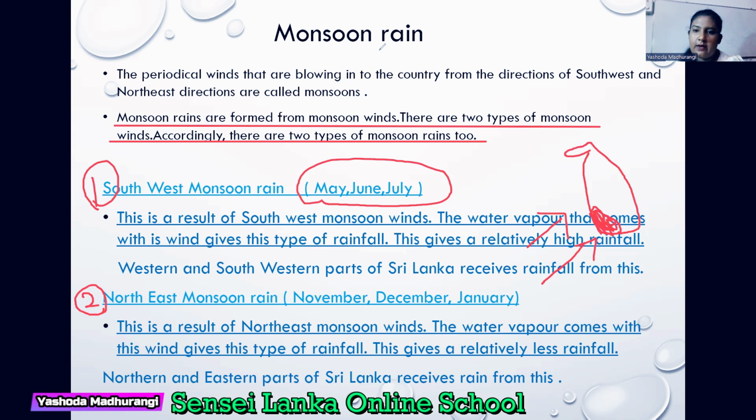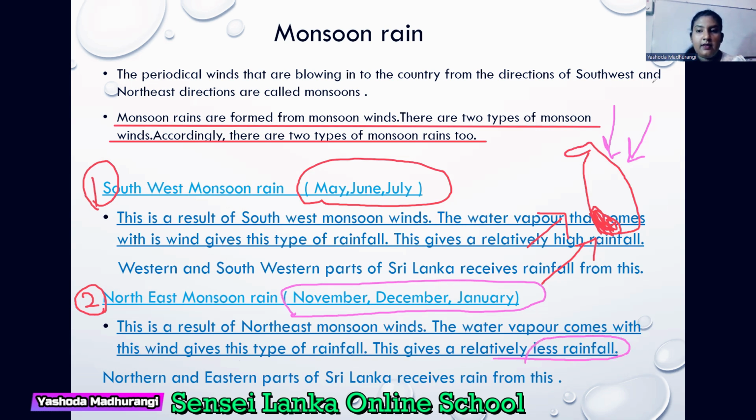Second one, northeast. Northeast monsoon is coming from the northeastern side. What is the time period? November, December and January. In these 3 months, northeast monsoon wind is coming. With that wind, monsoon rain is coming. This is a result of northeast monsoon winds. The water vapor that comes with this wind gives this type of rainfall. It gives relatively less rainfall.